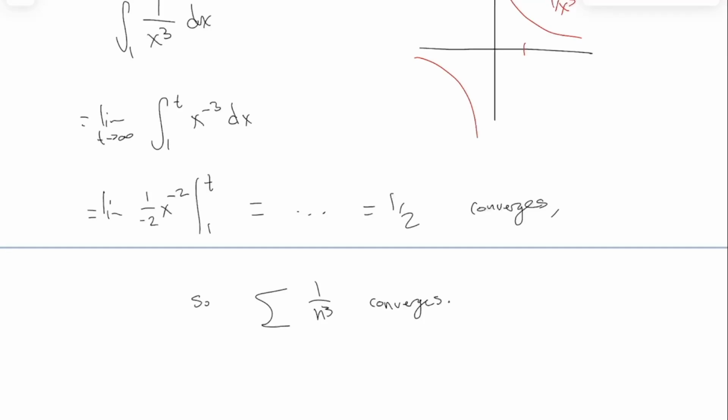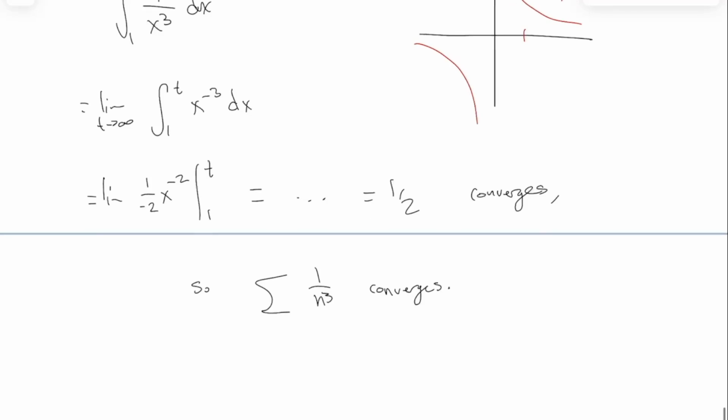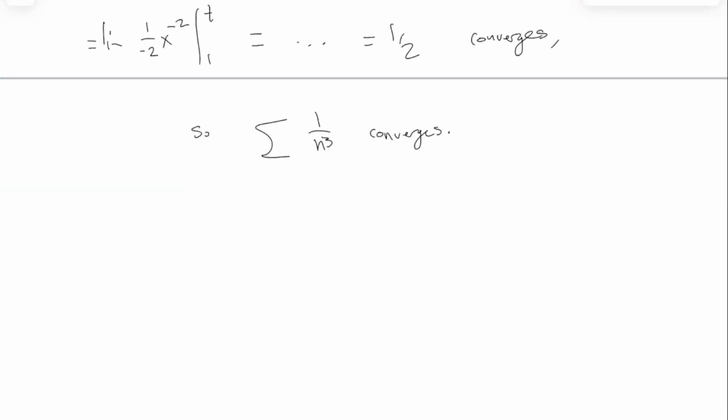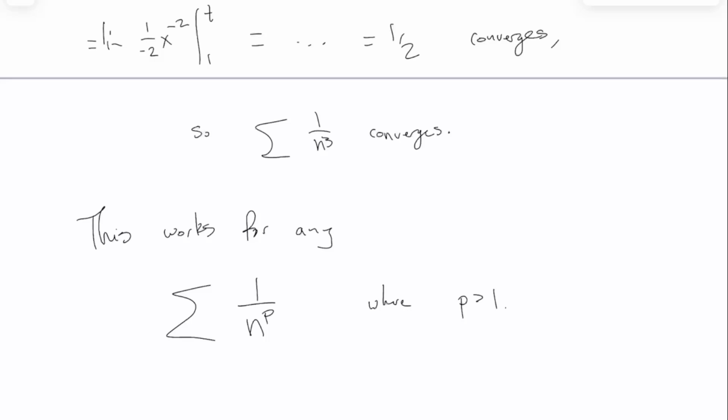Any thoughts about that? In our remaining 5 minutes, I thought I might tell you a little something about how you can do this same procedure for any 1 over n to some power. This actually works for any sum of 1 over n to the power p, where p is greater than 1. If p equals 1, that's the harmonic series, 1 over n, which diverges.